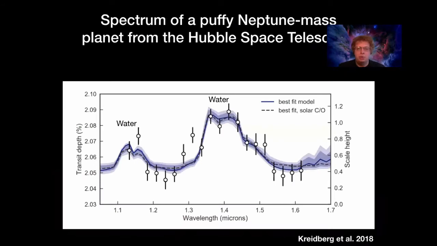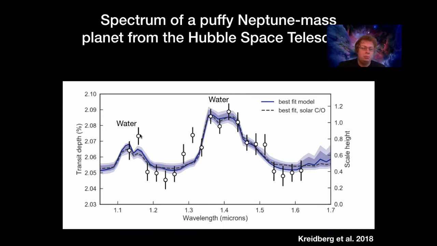Here's what some of the best data we have looks like. This is data of a puffy Neptune mass planet. So it's about the mass of Neptune, but it's actually quite a bit bigger. It's about twice as big as our own Neptune. And this was observed with our most powerful instrument, the Hubble Space Telescope. And this is what we see.